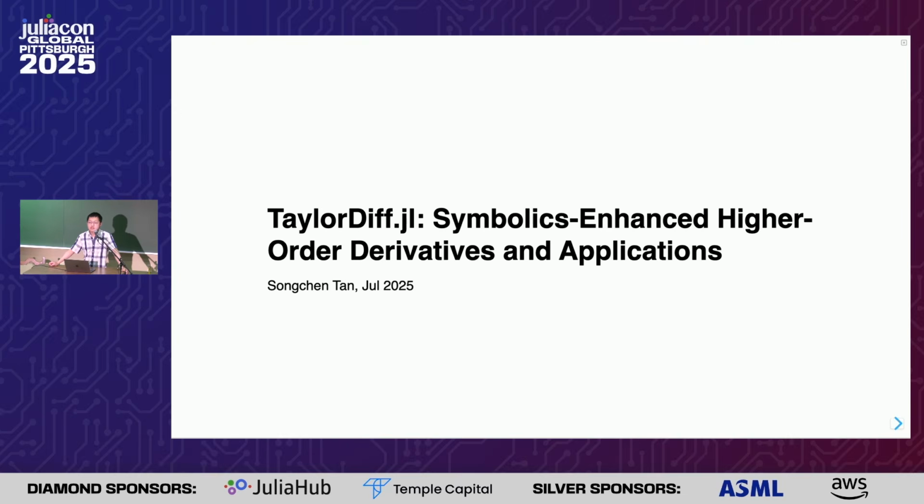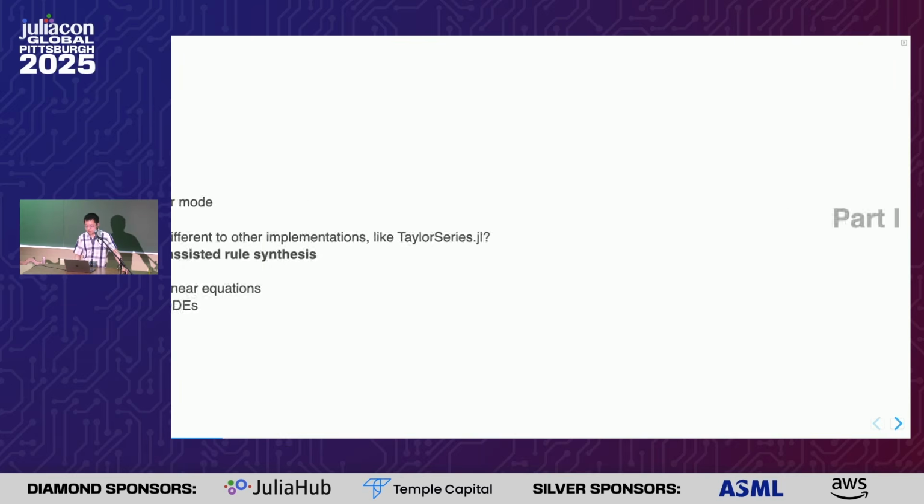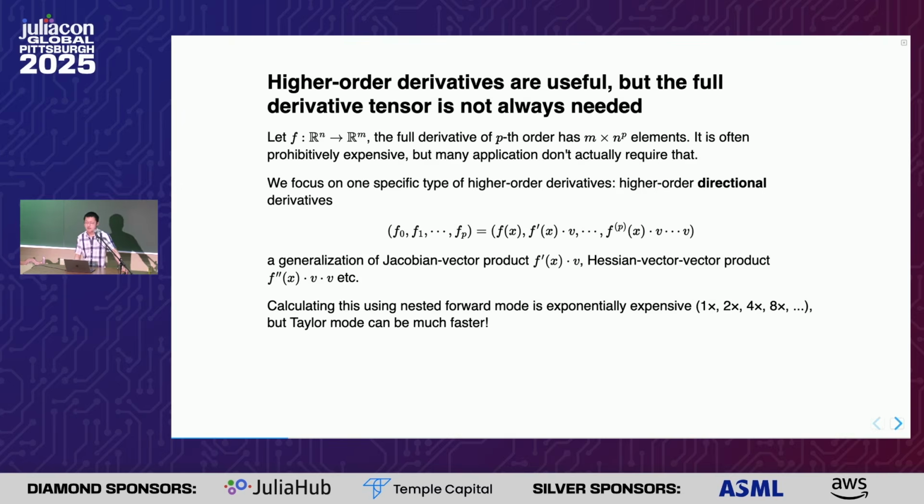Because we are in this symbolics and numerics track, I will specifically focus on how to use symbolics tricks to make this better. This is the outline. First, I will talk about what Taylor mode AD is and how we implement it, specifically how we use symbolics to automatically synthesize rules for higher order automatic differentiation. And then we will talk about several applications, like solving nonlinear equations and ODEs, which many in the Julia community should be interested in.